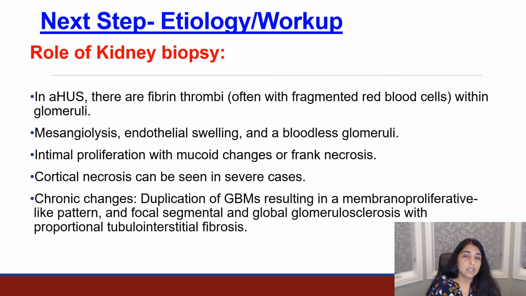If the TMA is burnt out and becomes chronic, there are chronic changes that can be seen on a biopsy, and these could present with duplication of glomerular basement membranes that could look like an MPGN pattern. The patients can develop interstitial fibrosis, and even an FSGS-like picture in some cases.